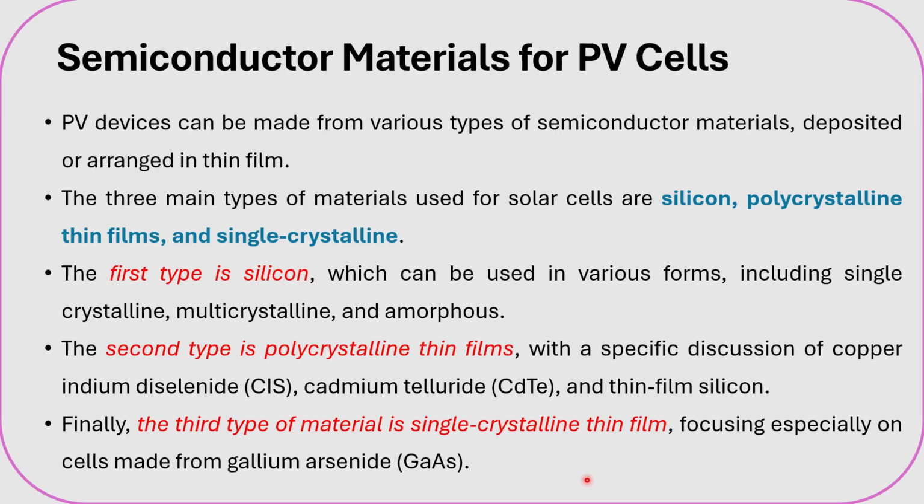Moving on to the second type, polycrystalline thin films, including copper indium diselenide, cadmium telluride, and thin film silicon. All these come under this category. Another scientific discovery of the computer semiconductor industry, which vitally impacted the photovoltaic industry, is thin film technology. The term thin film actually comes from the method used to deposit the film, not from the thinness of the film. It comes from the method used to deposit the film.